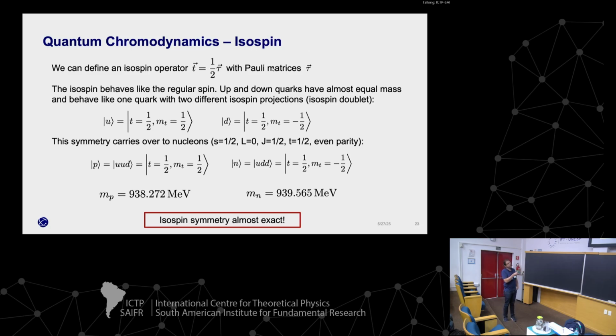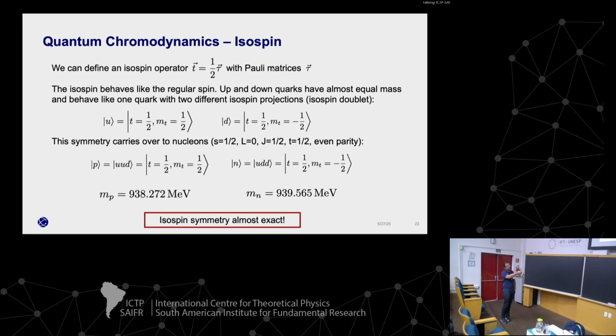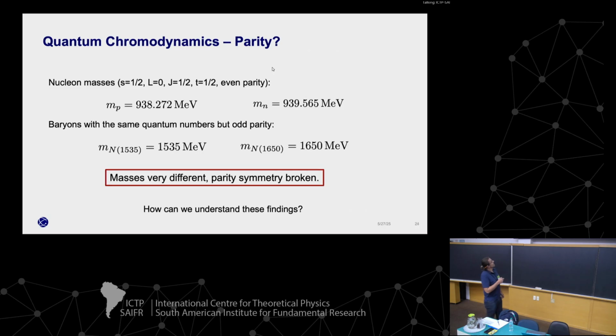You can use this and look at the baryons that are made of up and down quarks, and this symmetry carries over to them. So if you look at the nucleons, they have spin 1/2, no orbital momentum, so total angular momentum is 1/2. They have isospin 1/2 and even parity. And so you write down the proton and the neutron. They have now the two different isospin projections, but the same isospin 1/2. And their masses are very, very similar: 938.272 MeV versus 939.565 MeV. So you can say isospin symmetry is almost exact. It's not 100% exact, but it's almost exact.